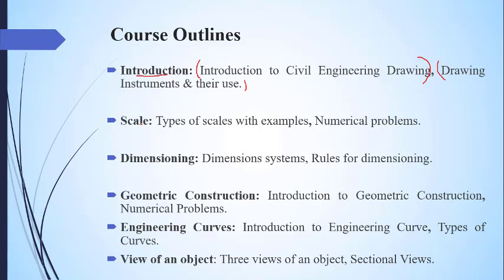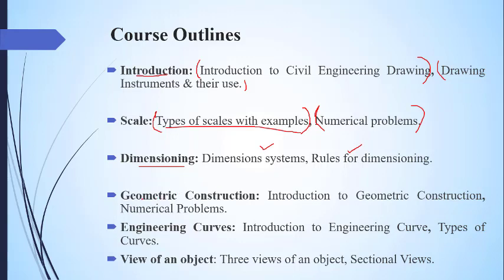The other topic of the course outline is scale. In this topic we will cover the types of scales with examples, that is, what is the scale and what are the types of scales, and we will also see the numerical problems related to the scale. The third topic of the course outline is dimensioning. So we will also see what the dimension system is and the rules for dimensioning.